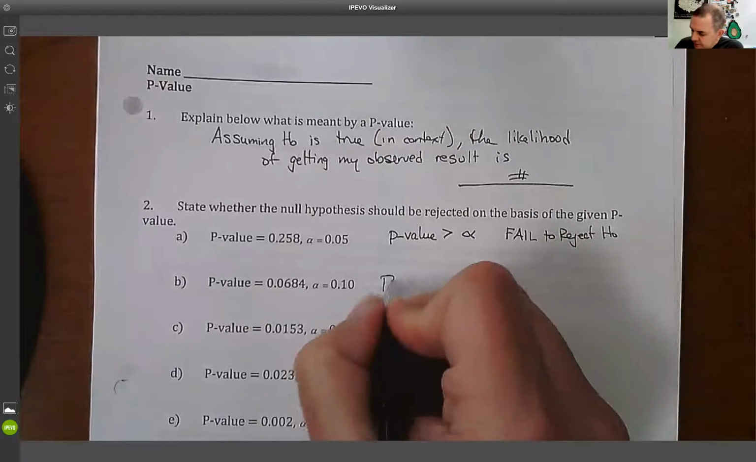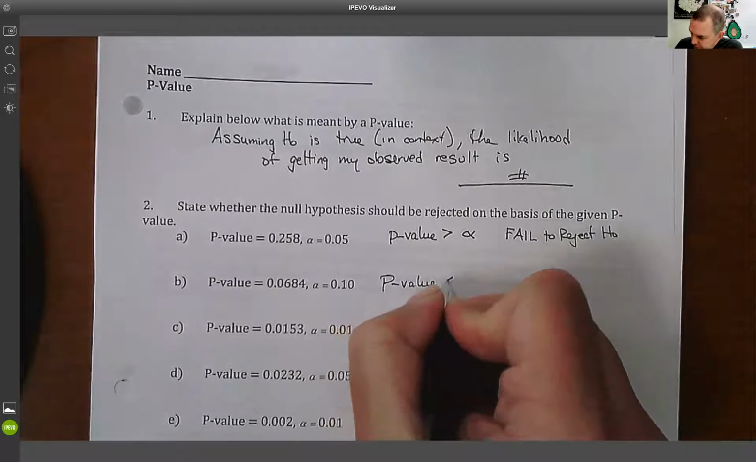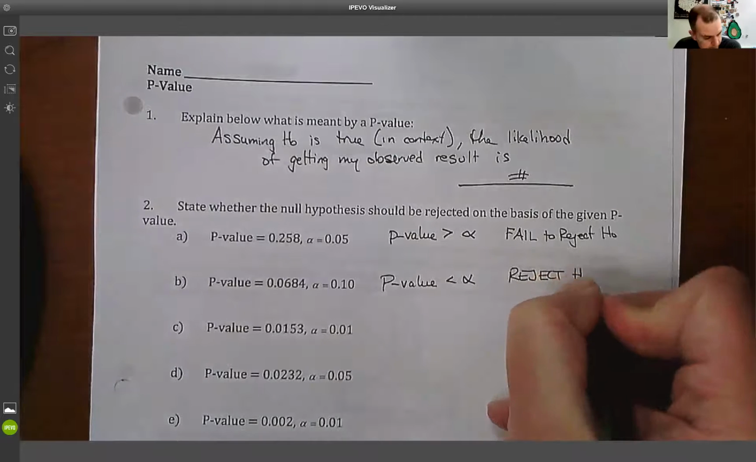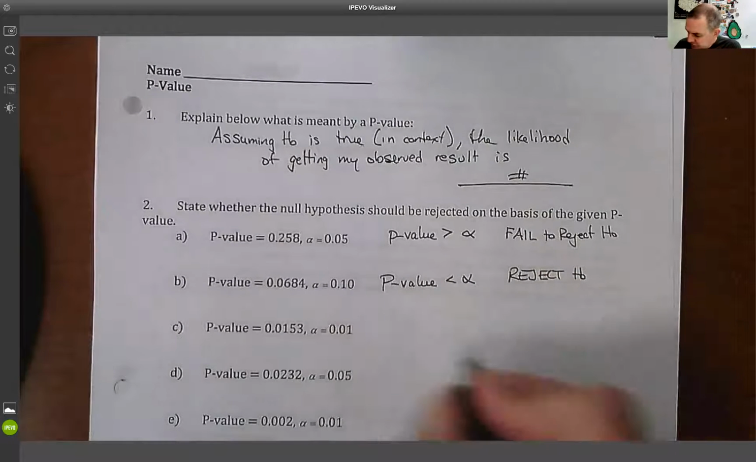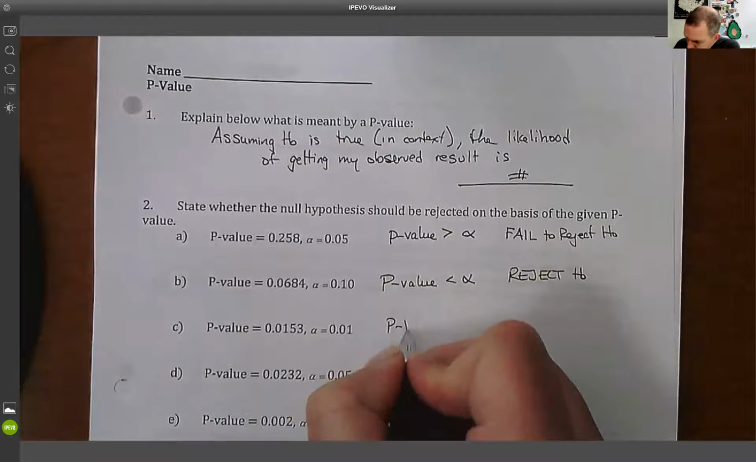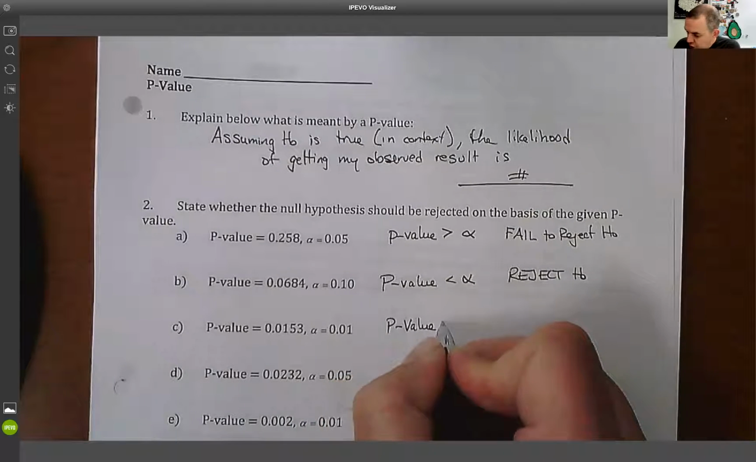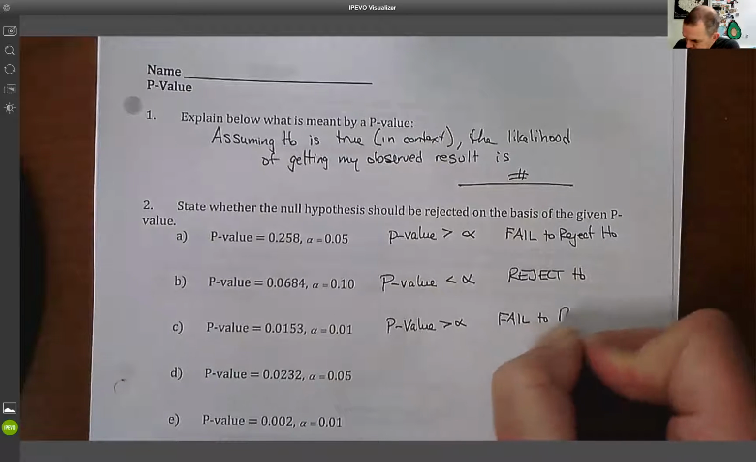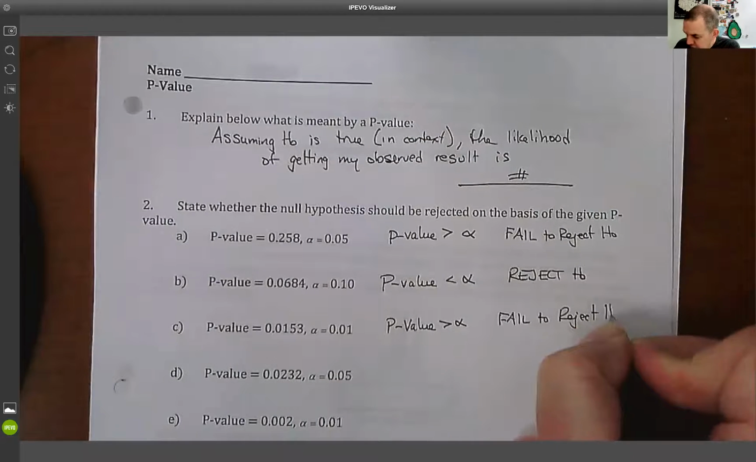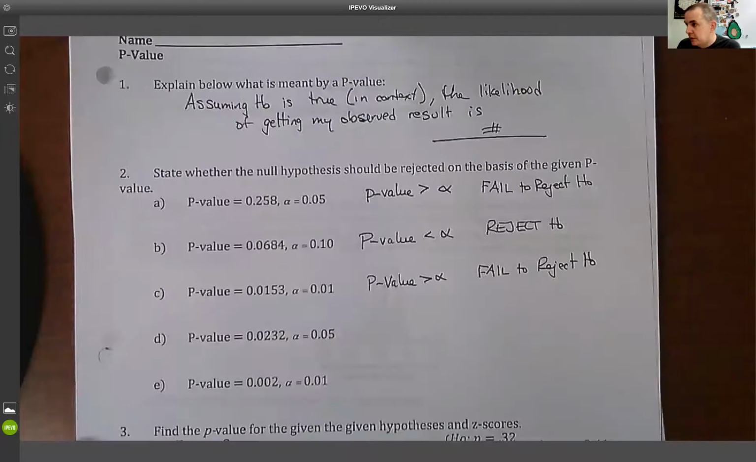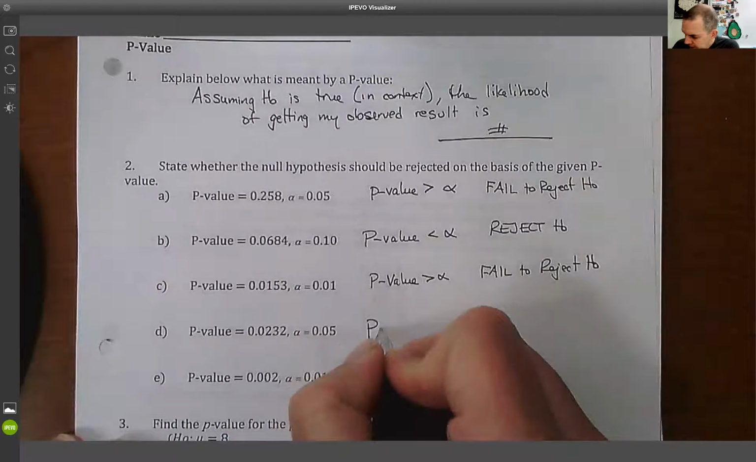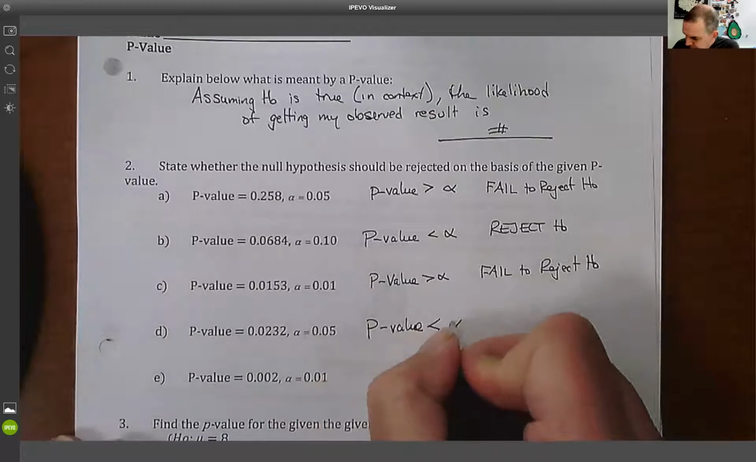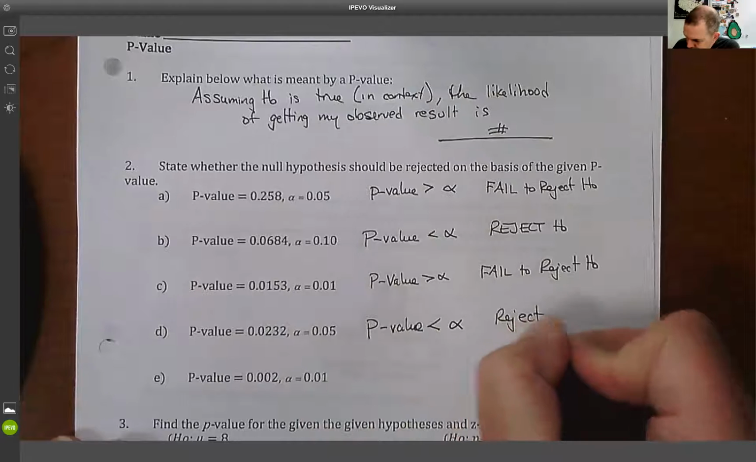Okay, the next one, I got a p-value that is less than alpha. So that means I'm going to reject the null. I look at the next one, my p-value is greater than alpha. So again, I'm going to fail to reject here. Fail to reject the null because it's not a significant result according to this significance level. The next one, I got a p-value of less than alpha. So this is going to be a reject situation again.